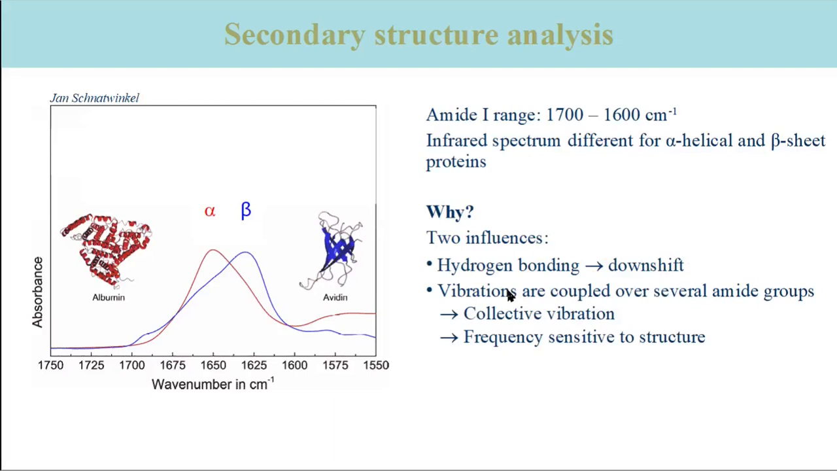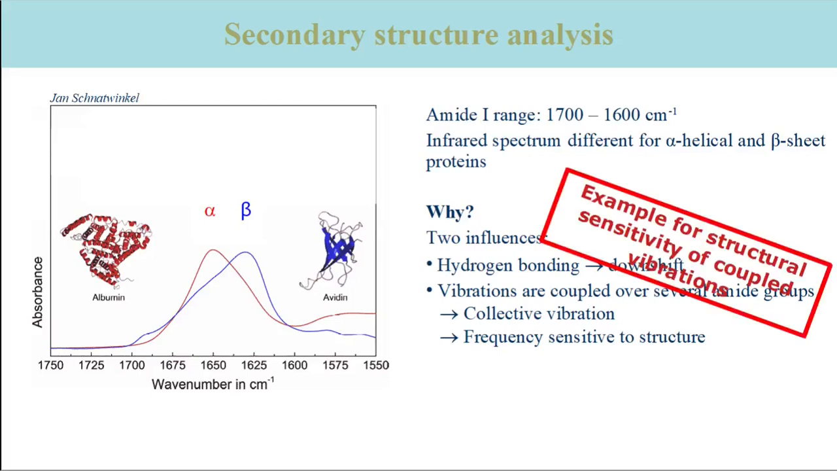The second reason is that the Amide 1 vibration of a particular amide group is coupled to the vibrations of several other amide groups. The consequence of the coupling is that the Amide 1 vibrations are collective vibrations. This means that several amide groups participate in each Amide 1 normal mode. Another consequence is that the frequency of the Amide 1 vibration depends on the structure of the protein backbone. And this is an example for the structural sensitivity of coupled vibrations.